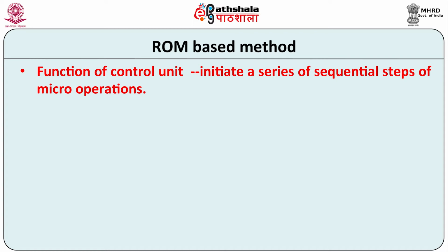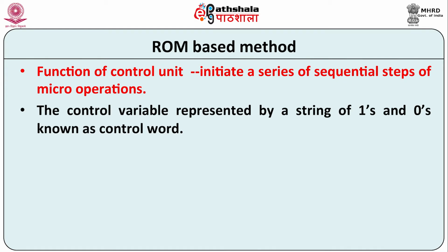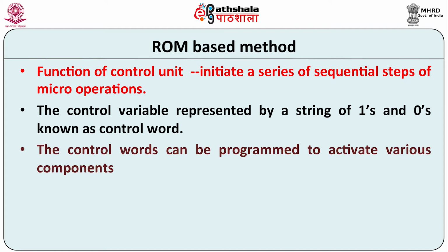The main function of control unit is to initiate a series of sequential steps of micro operations. At any given time, certain operations can be initiated and all others remain idle. The control variables at any instant of time can be represented by a string of ones and zeros, which is referred to as control word. The control word can be programmed to activate various components in the system.